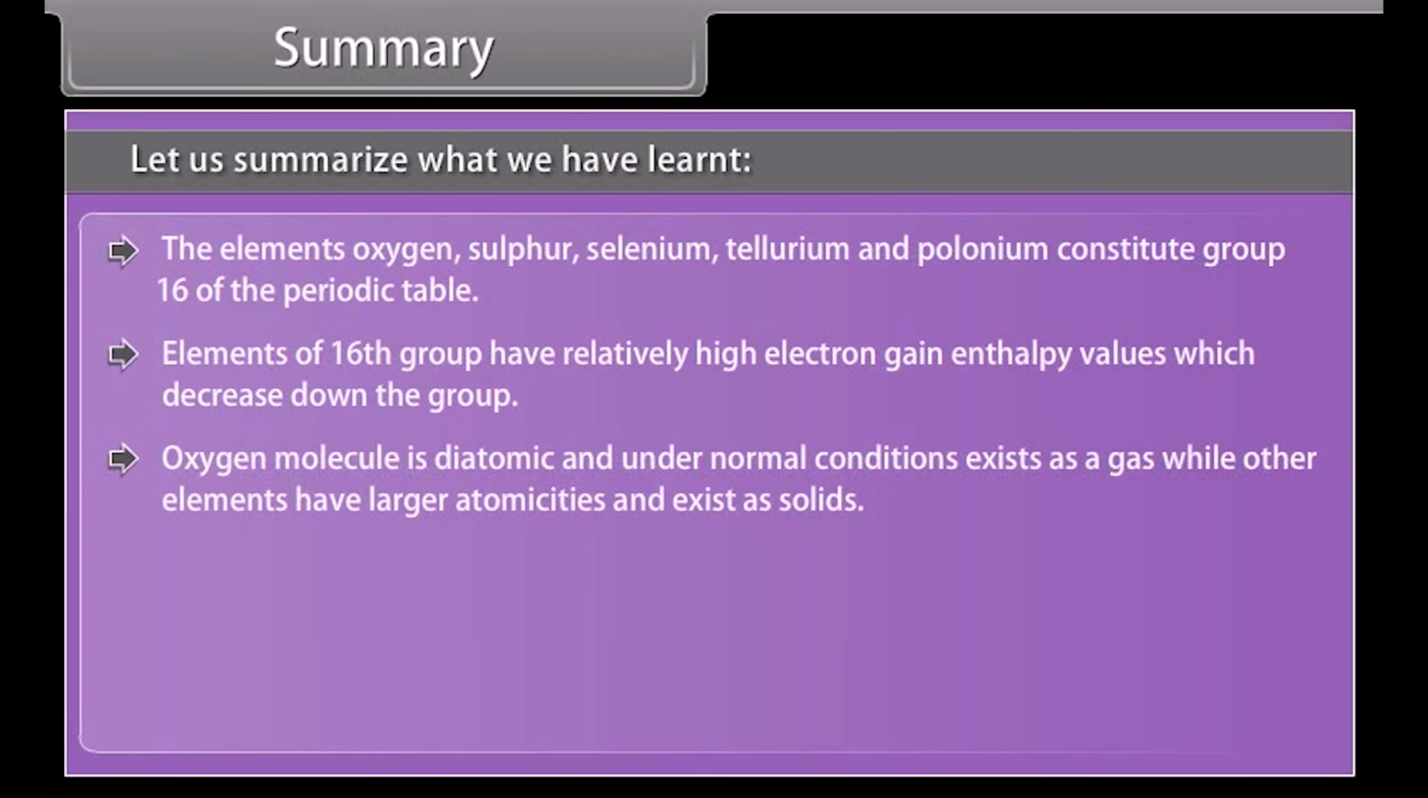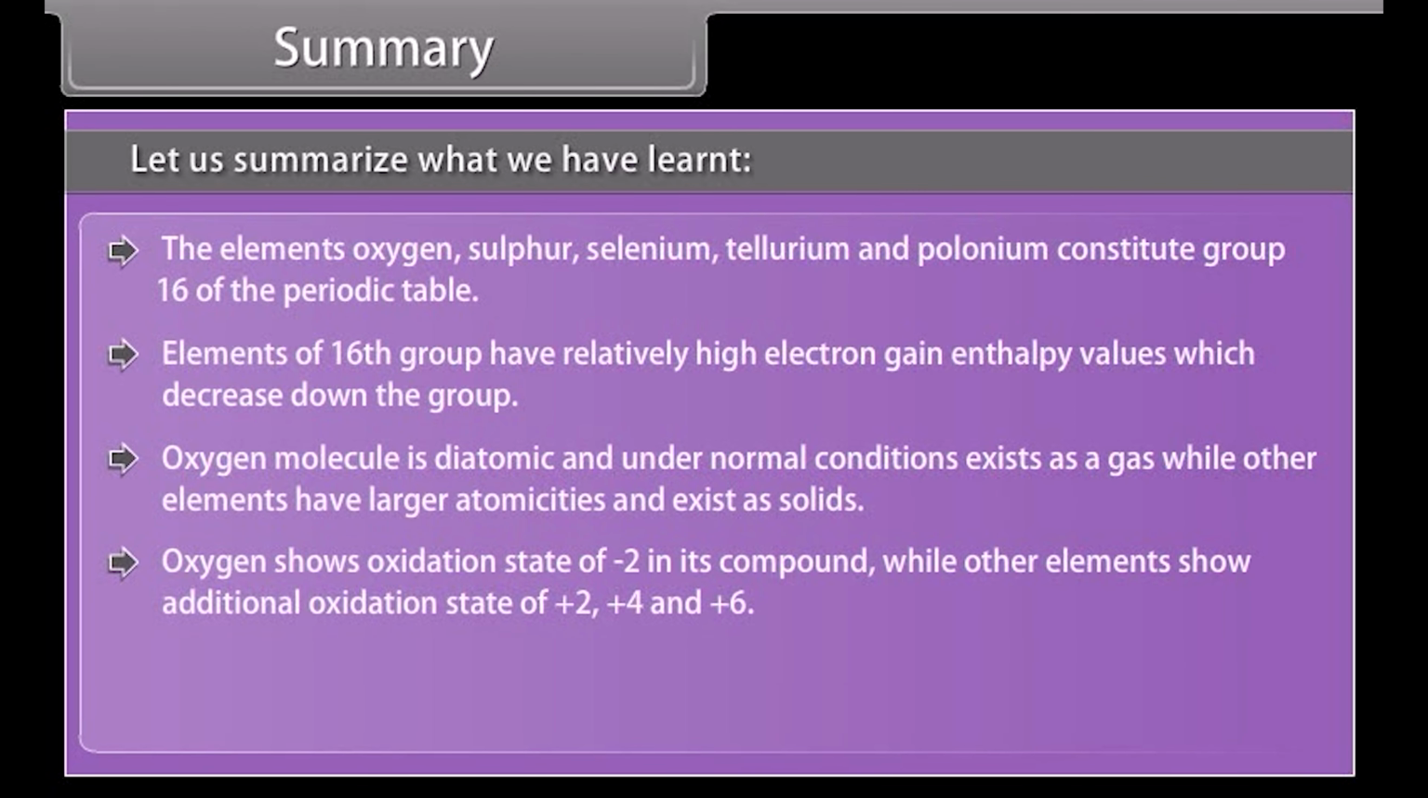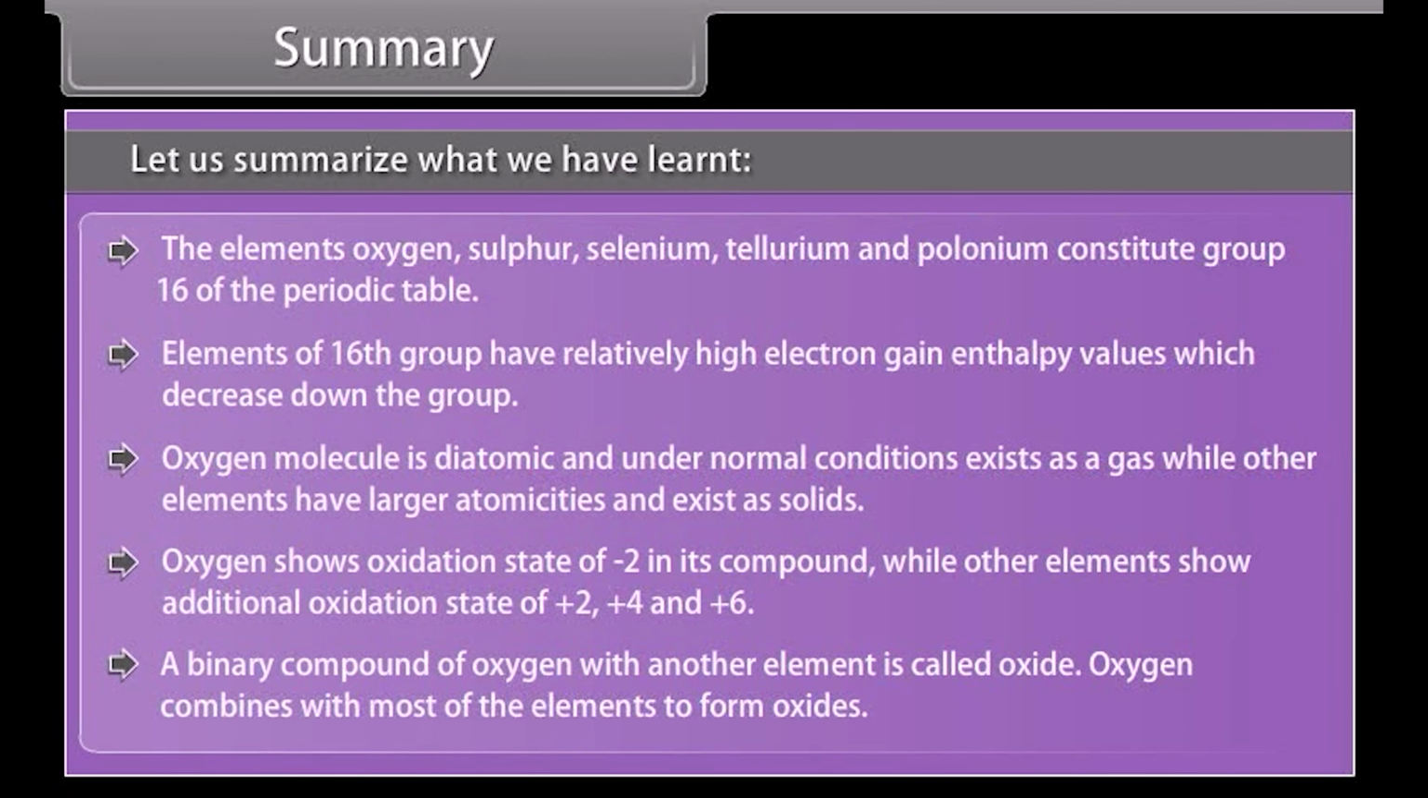Oxygen molecule is diatomic and under normal conditions exists as a gas, while other elements have larger atomicities and exist as solids. Oxygen shows oxidation state of -2 in its compounds, while other elements show additional oxidation states of +2, +4, and +6. A binary compound of oxygen with another element is called oxide. Oxygen combines with most of the elements to form oxides.